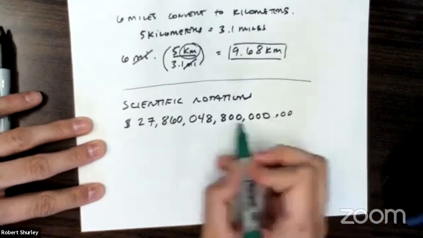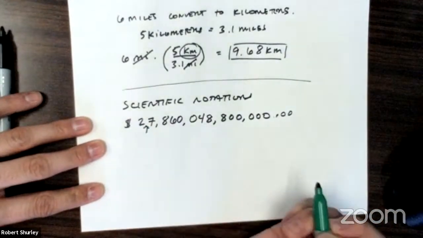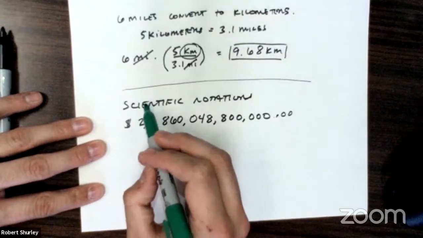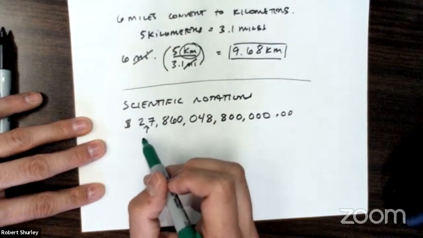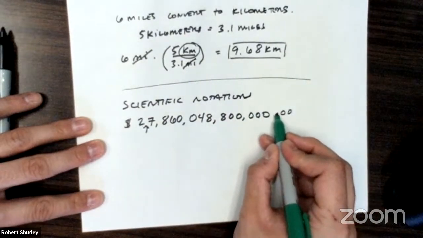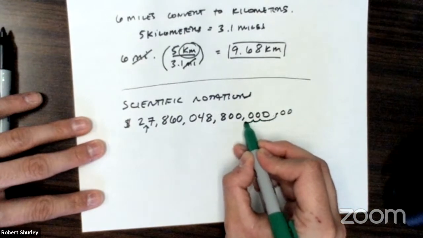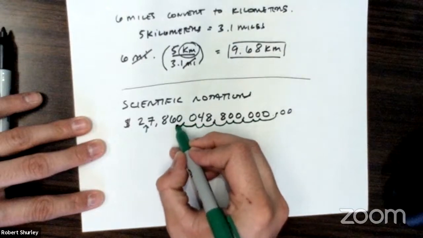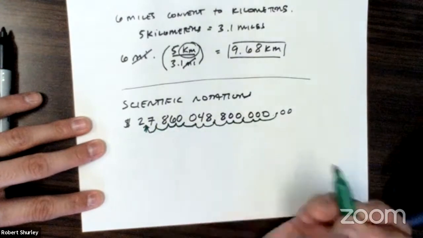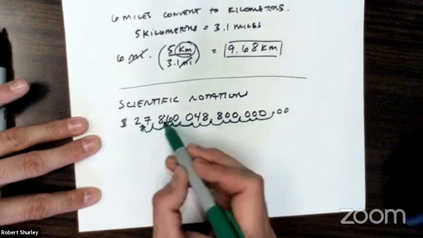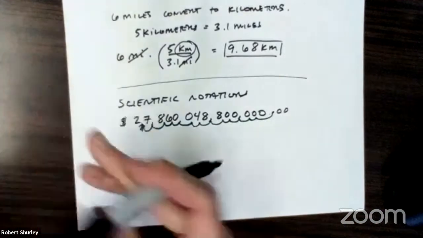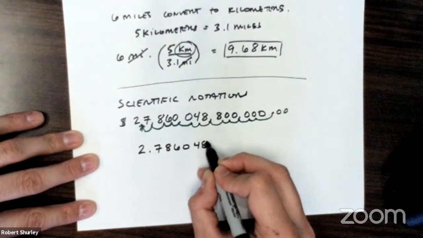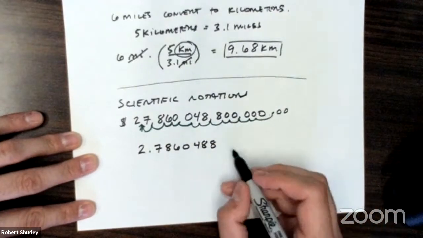So I'm going to take this decimal, and I need to move it always in front of the last number. So there's got to be a single number from 1 to 9 here. Okay, there's always got to be a number here, and we're going to move it. So here's the decimal. So we're going to go 1, 2, 3, 4, 5, 6, 7, 8, 9, 10, 11, 12, 13. We've got to move this decimal place 13 places, okay? And the way we would write this is 2.7860488. We don't have to worry about all the zeros after that.